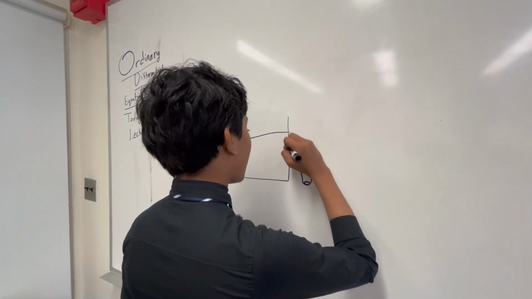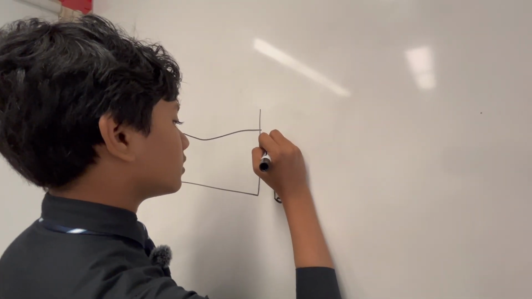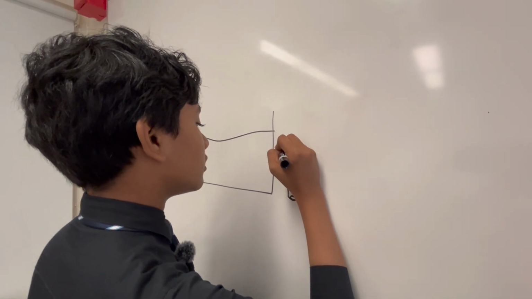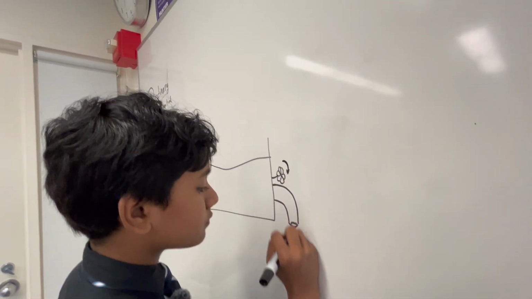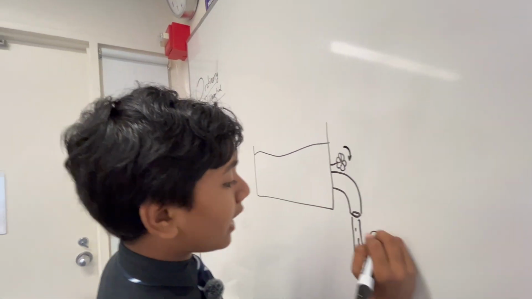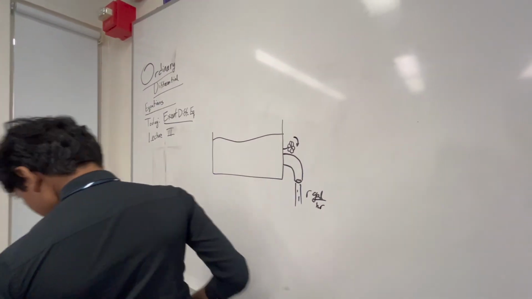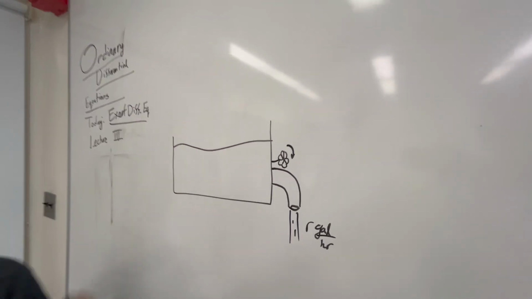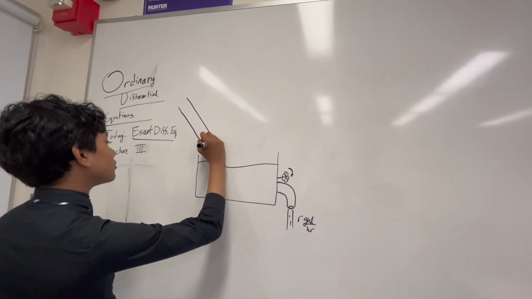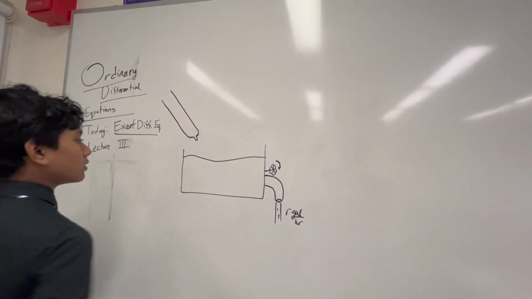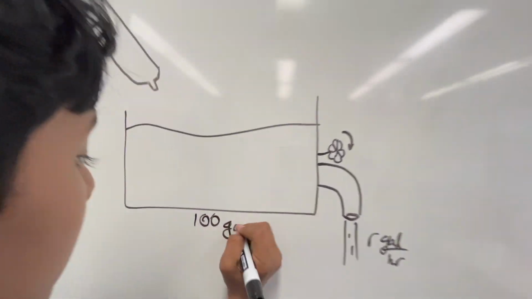So let's say we have a valve over here. I don't really know how to draw a valve, so I'm going to draw this flower-shaped thing instead. Let's say we turn it, and now there's water flowing out at a rate of R gallons per hour. Now, let's say we've got a bottle of water. This isn't an endless container. It's only got 100 gallons of water.